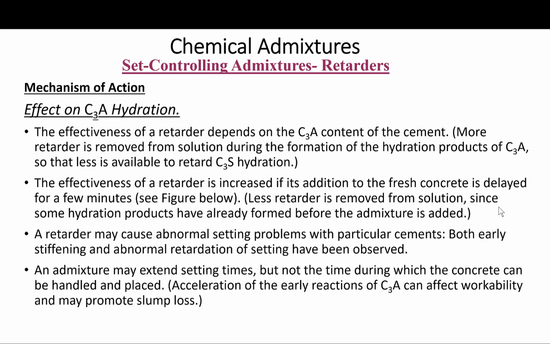Third, a retarder may cause abnormal setting problems with particular cements. Both early stiffening and abnormal retardation of setting have been observed and reported. So cements from the same mill basically have been found to behave differently with the water reducing admixture. That is dependent on the SO3 content of the cement. So it appears that the aluminate sulfate ratio can be thrown out of balance when the retarders change the rate of hydration of C3A.